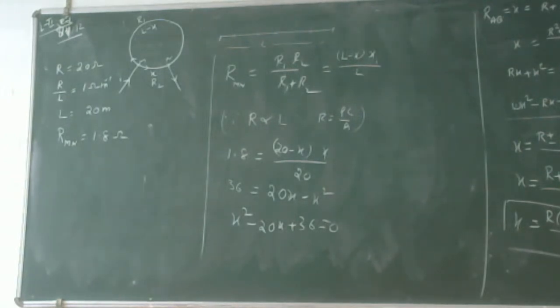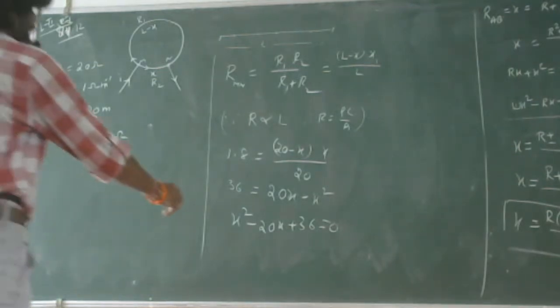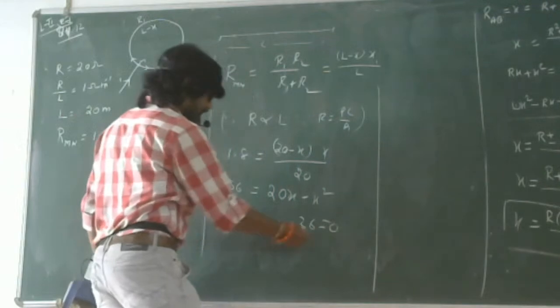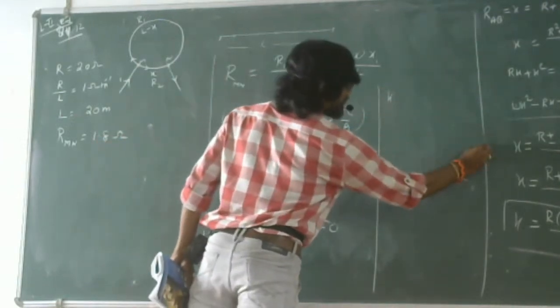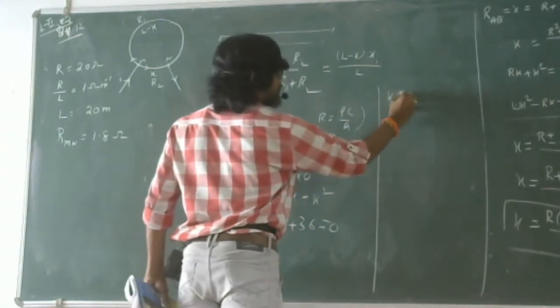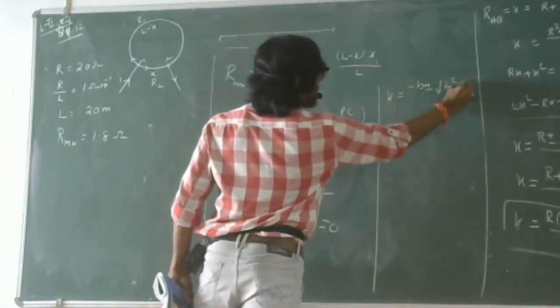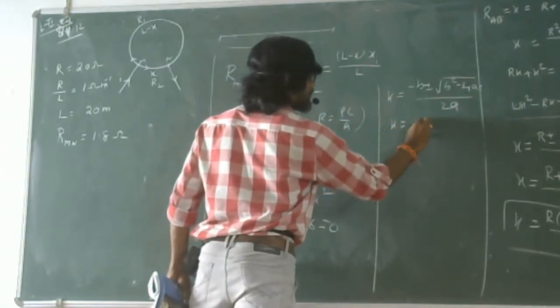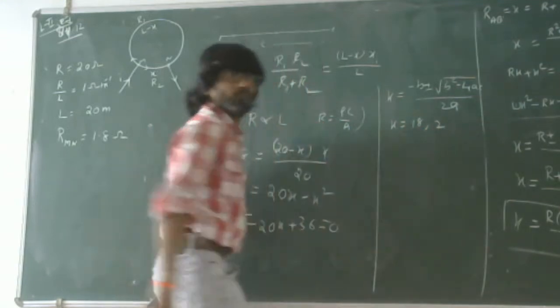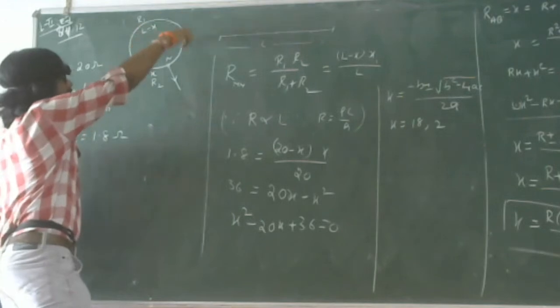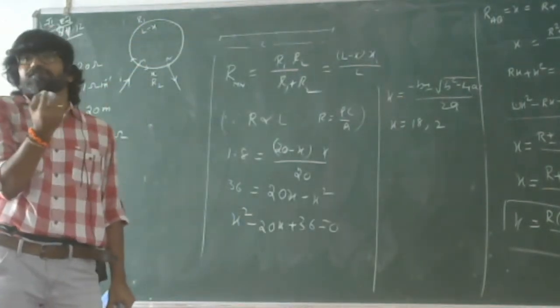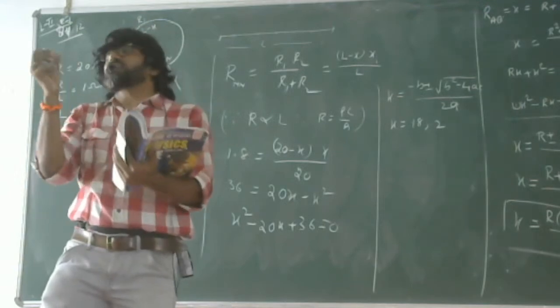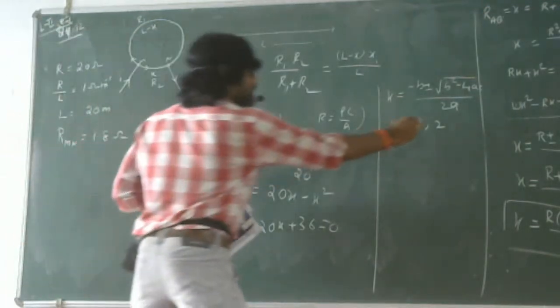How much? 18 or 2. So if you find the value of x by taking the roots of the quadratic equation, using the general formula x is equal to minus b plus or minus square root of b square minus 4ac by 2a, you will get x is equal to 18 comma 2. So 18 will be the length of the larger section, and 2 will be the length of the shorter section. If the question is what is the length of the shorter section, your answer should be 2 meters.